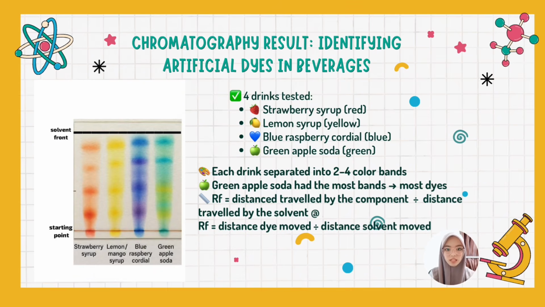To analyze the movement of the dyes, we use the Rf value, which is calculated by dividing the distance the dye travels by the distance the solvent front moves. For example, if a dye moves 3 cm and the solvent moves 10 cm, the Rf value is 0.3. Dyes with low Rf values are more polar because they stick to the paper and move slowly. Dyes with high Rf values are more non-polar because they travel further with the solvent.